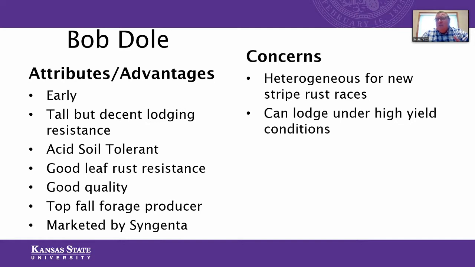So in other words, the variety is now a little bit mixed. It looks to be about 50-50, highly resistant versus relatively susceptible. So there probably will be some advantage in getting a fungicide on Bob Dole for stripe rust, even though not all the plants in the variety are susceptible. And that height always has concerned me. It can lodge under high yielding conditions.